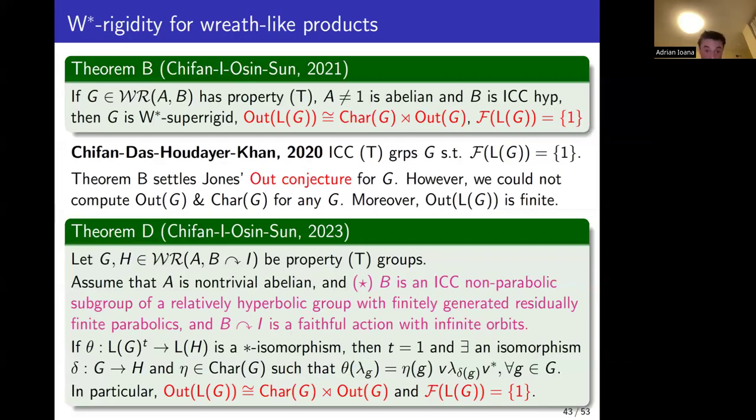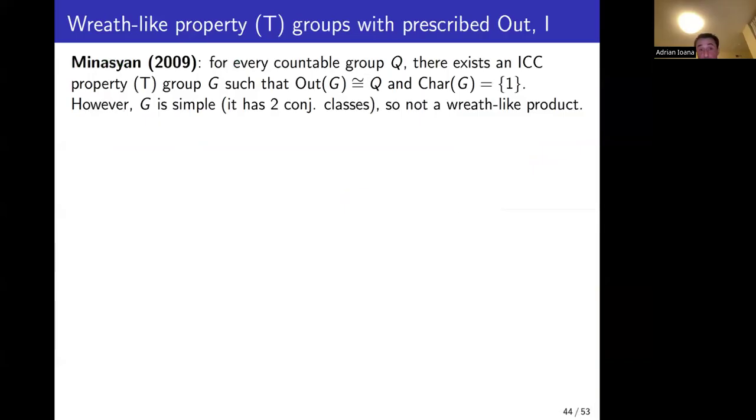So that's the next thing I want to tell you about. But before I go there, let me mention a result of Minassian from 2009, who showed that for every countable group Q, there exists an ICC property T group G, such that the outer automorphism group of G is that countable group Q, and the character group of G is trivial. Okay, so if you have a property T group G, then the outer automorphism group of G is countable. Minassian proved that any countable group arises as the outer automorphism group of a property T group.